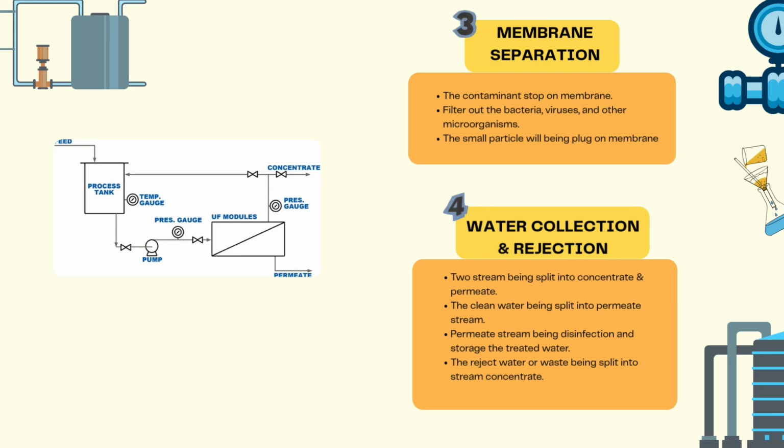And lastly, we have water collection and rejection. The other names we call them are concentrate and permeate. The clean water is split into the permeate stream, and after that the permeate stream goes through disinfection and storage as treated water. And the rejected water is split into the concentrate stream.